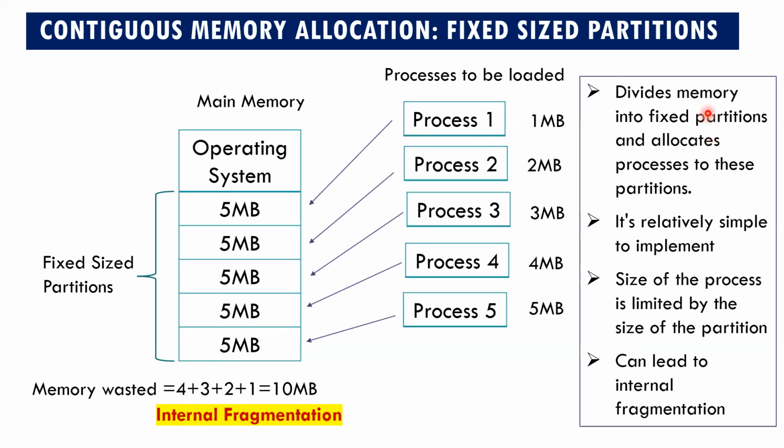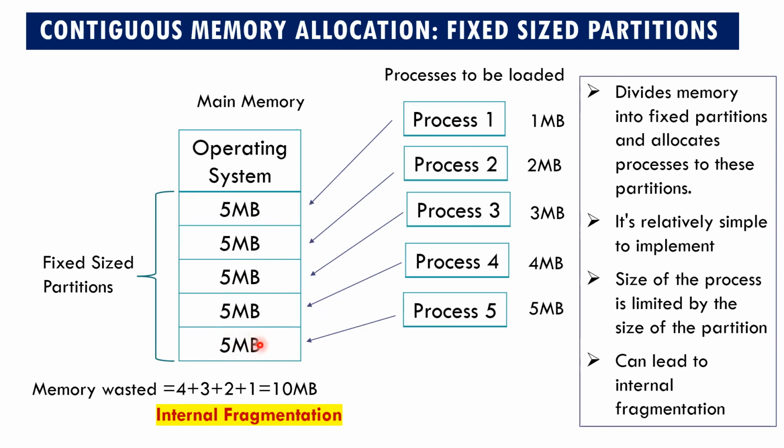So it divides the memory into fixed sized partitions and allocates the process to these partitions. And this method is relatively simple to implement because we are simply partitioning the main memory into equal sized blocks. The drawbacks of this method are, if you look at the number of partitions, there are only five partitions. So we can store a maximum of 5 processes at any given point of time.